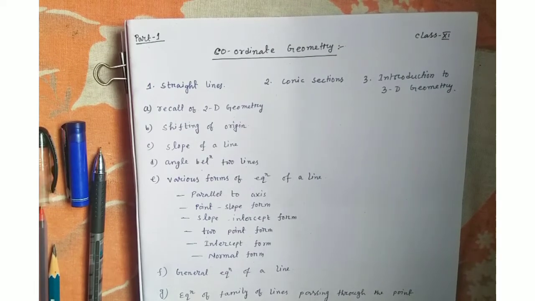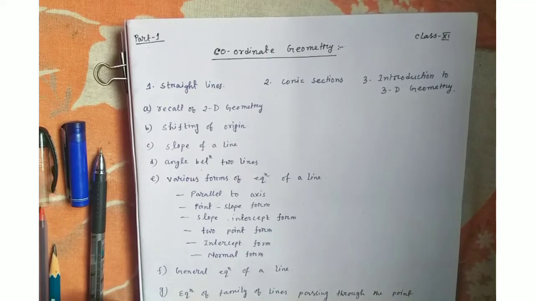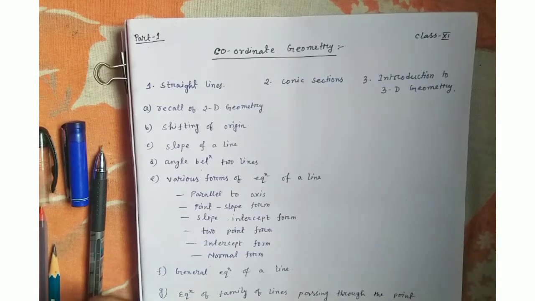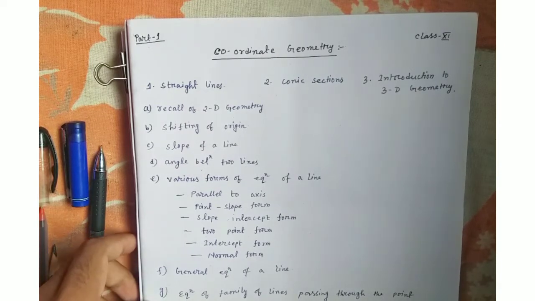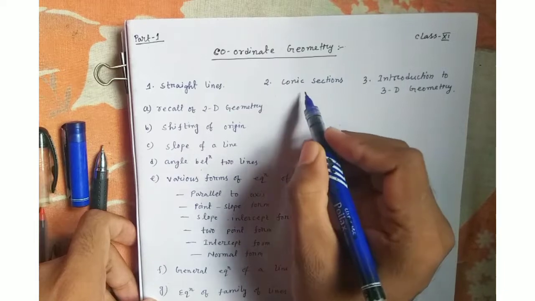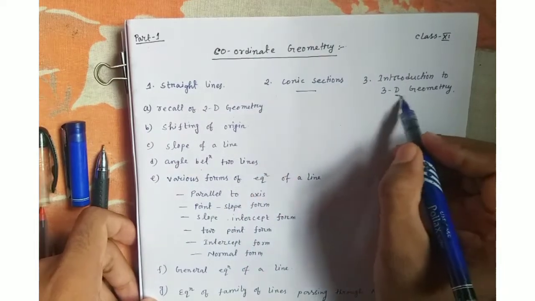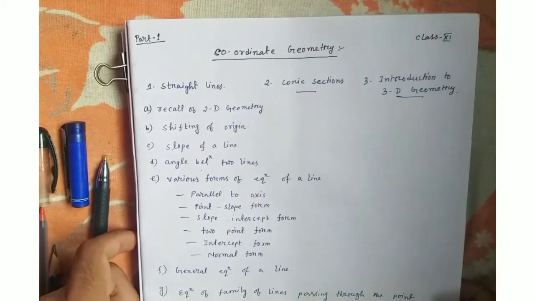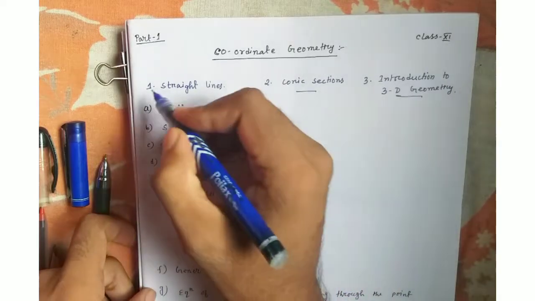From today onwards, I will cover the topic of mathematics of class 11, and I will start from coordinate geometry. The syllabus included in coordinate geometry is straight lines, second is conic sections, and third is introduction to 3D geometry. Now I will start from straight lines.